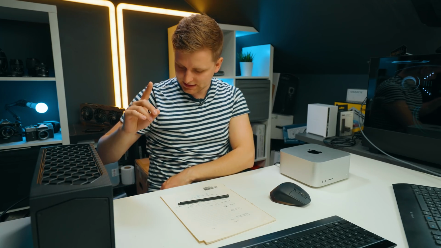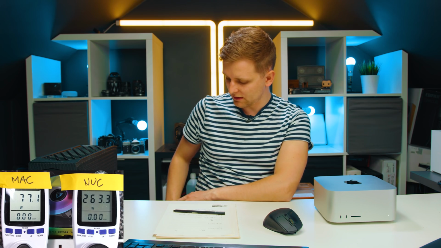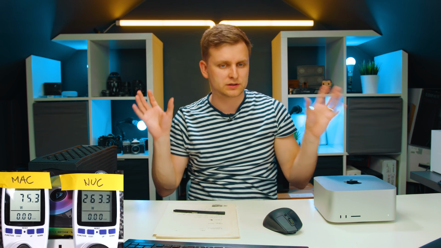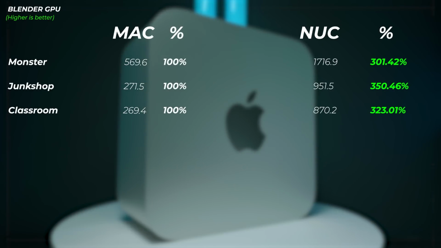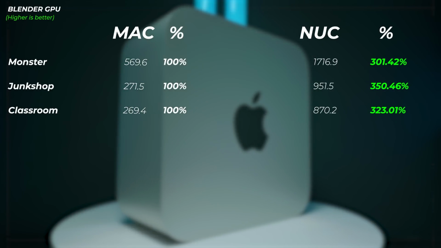So the PC is pulling much more power, but at the same time, we are getting a much better score as well. So we're pulling around 77 to 250 watts, in comparison. So that's about 3.5 times as much power on the PC. But when we're looking at the scores, the score difference is much bigger.